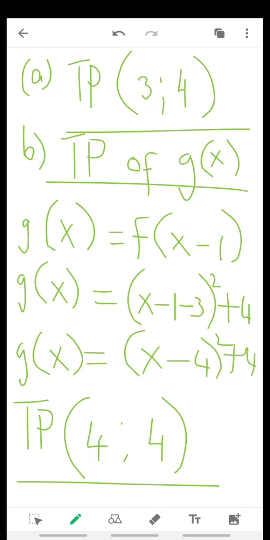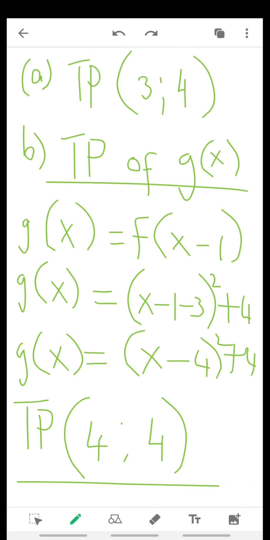As I've said, the turning point of f was (3; 4). Now we are looking for the turning point of g. But first I want to find g. So we're told that g is equal to f at x minus 1. Then where there is x on f, remember we said we substitute by x minus 1. So there's my x minus 1. Then it will be the minus 3 from the formula of f. Then plus 4. So x minus 1 minus 3 is x minus 4. Then this will be squared plus 4. Then the turning point will then be (4; 4).